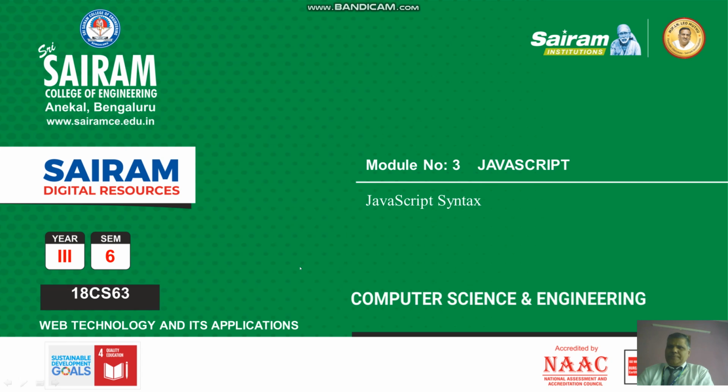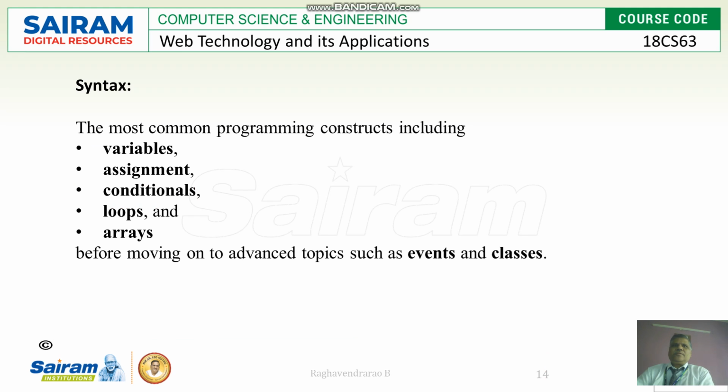Next, let us go to the syntax and semantic rules of JavaScript. There are so many syntaxes. First of all, almost all common programming languages consist of variables, assignment, conditional statements, looping statements, arrays. All these things are going to be there. Apart from that, it consists of events and classes also. Let us discuss these things in a later presentation.